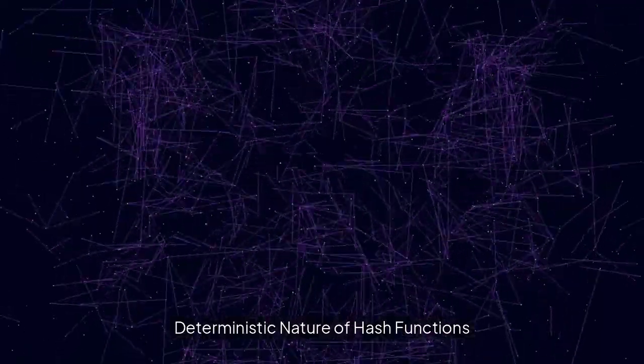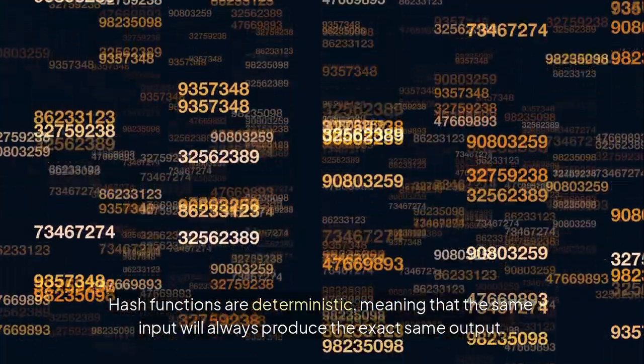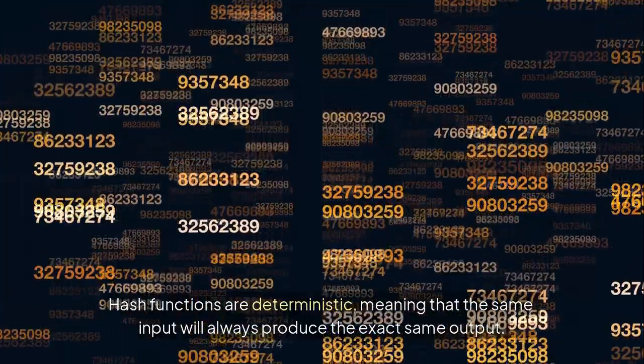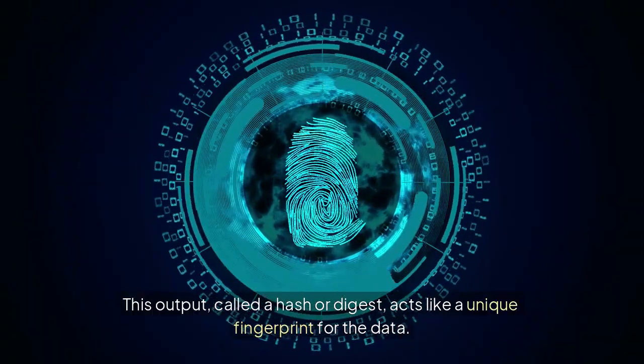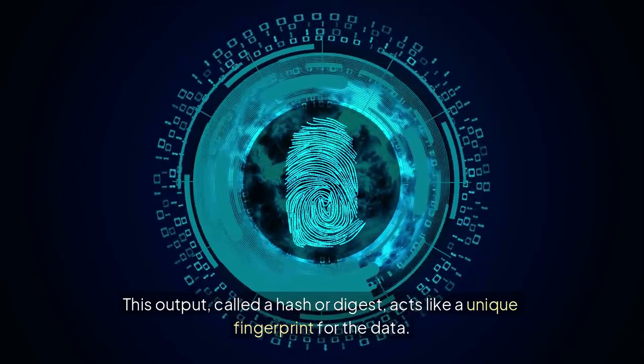Deterministic nature of hash functions. Hash functions are deterministic, meaning that the same input will always produce the exact same output. This output, called a hash or digest, acts like a unique fingerprint for the data.